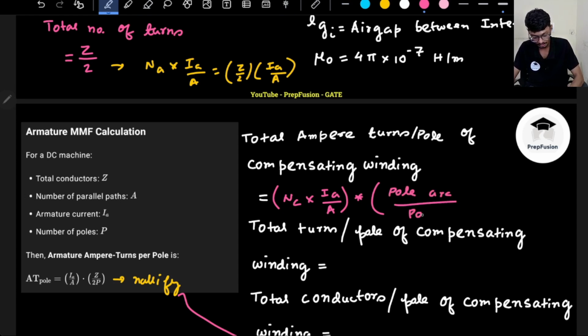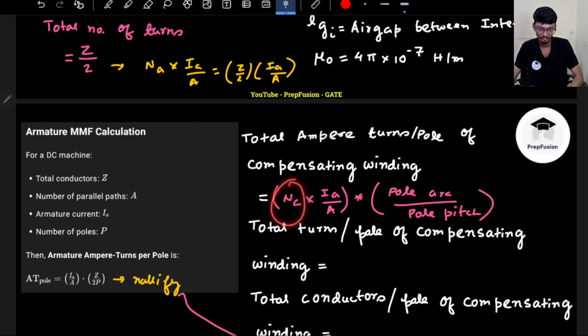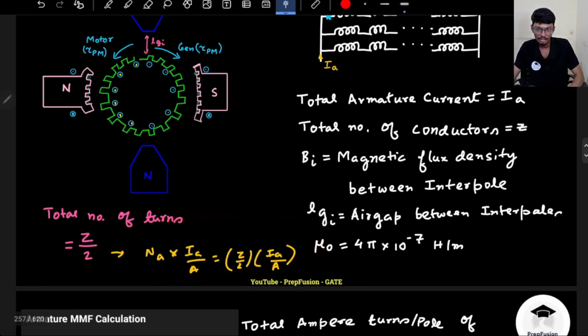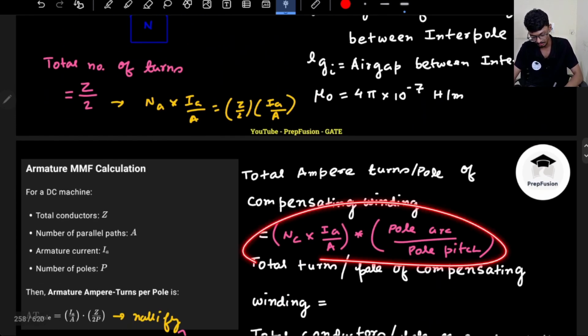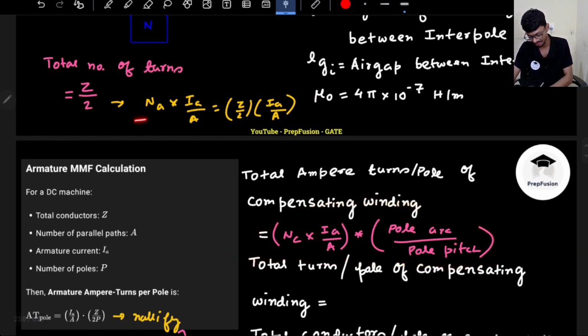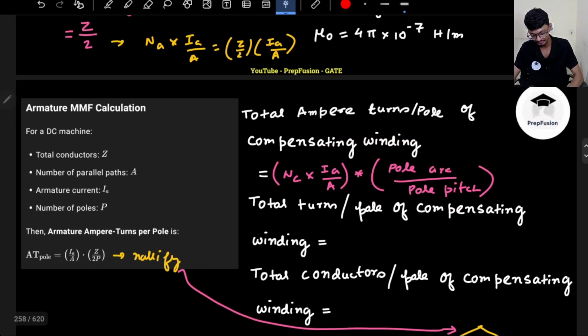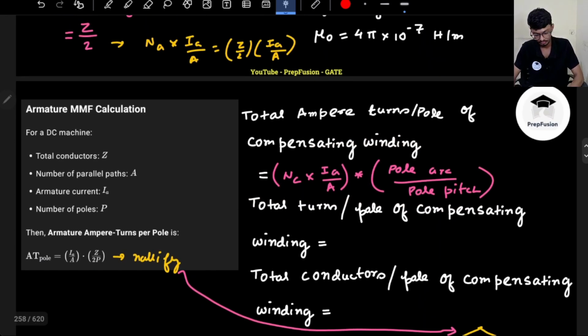From here you can easily find out how many turns I need to connect in the compensating winding so that I can cancel out the armature mmf. So I will equate this value with this value, and from here I will be able to find out my NC. This Na will be Z by 2. So from here I can easily find out my NC. Okay, one way to find out.